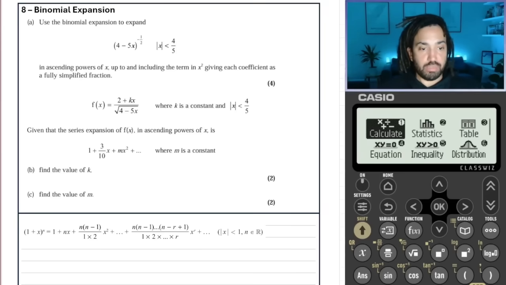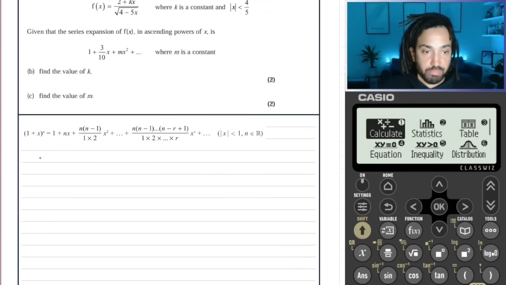Perfect. Okay, we've got the binomial expansion, and we will need to get the equation from the formula book. Okay, so here it is. Now, in order to use the equation, it needs to have a 1 in this slot here, but at the moment we've got a 4. So we need to bring that out to get started.